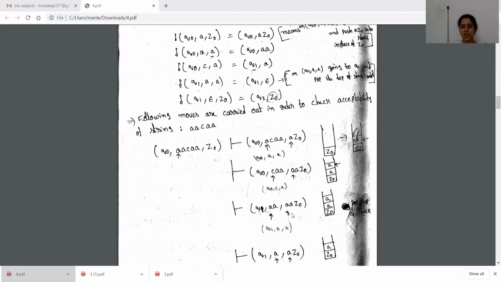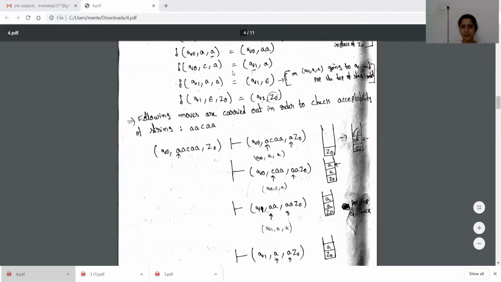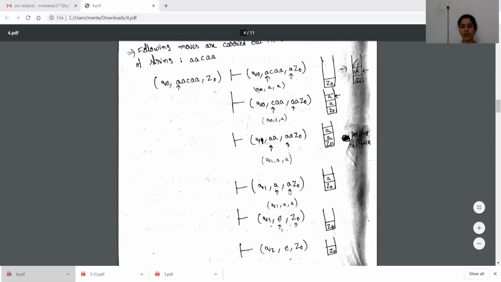So now Q1 on A with A: pop. Here we have epsilon. After popping, now the stack contains A Z0. Now again Q1 on A with A, pop. So now the stack contains only Z0. Here we have read the whole string. So next we have epsilon here.